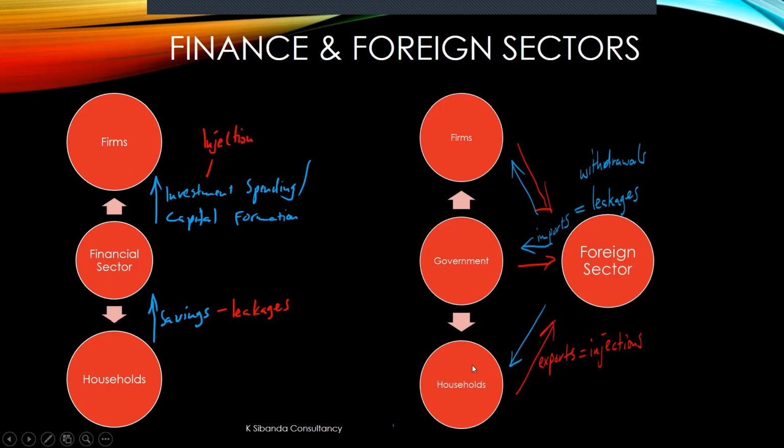But at the end of the day, all these sectors interact with each other, directly or indirectly. So this diagram puts it a bit closer so that you can understand how the government interacts with the foreign sector, with firms, or with households.